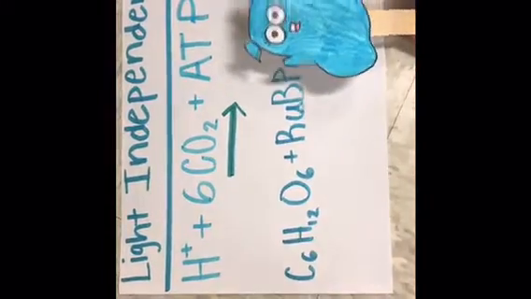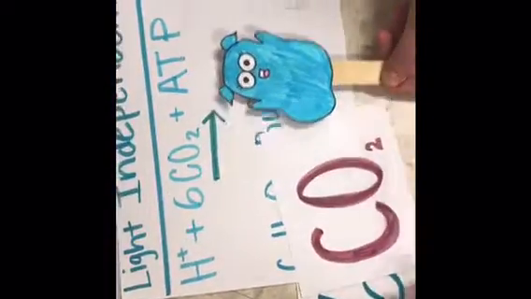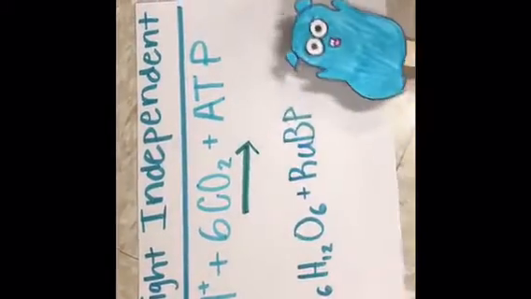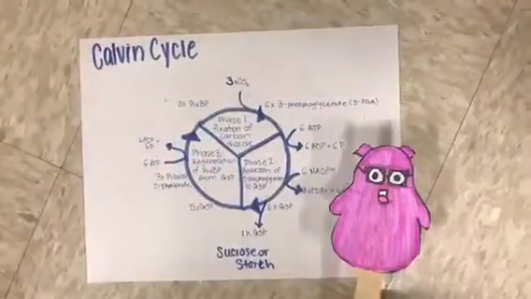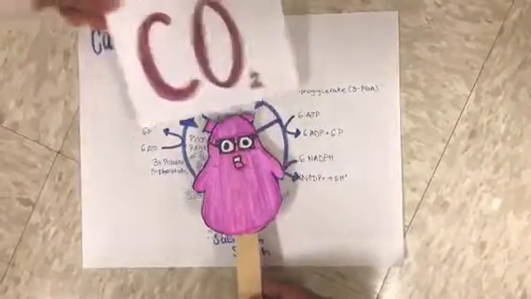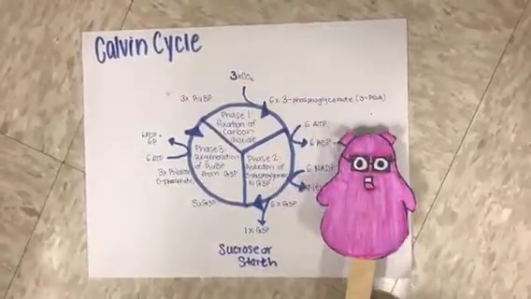Dark reaction! The light-independent reaction, also known as the dark reaction. So it first starts out with H+, plus 6 CO2 plus ATP. And it produces glucose, which is C6H12O6, plus RuBP. Phase 1 of the Calvin cycle in the light-independent reaction converts 3 CO2 into 6 3-PGAs, which is phosphoglycerates.